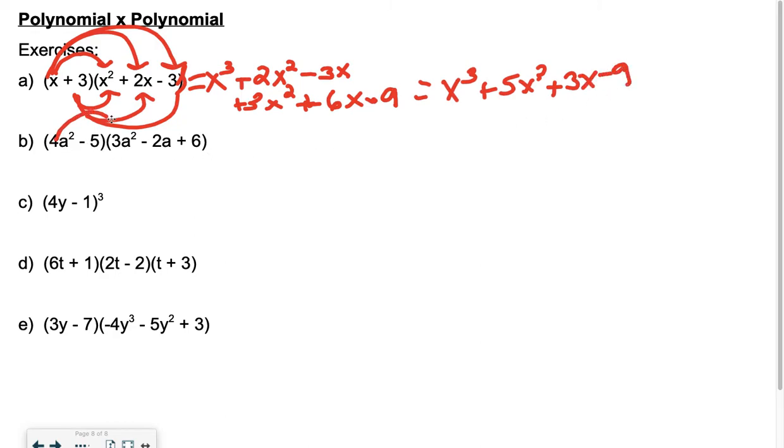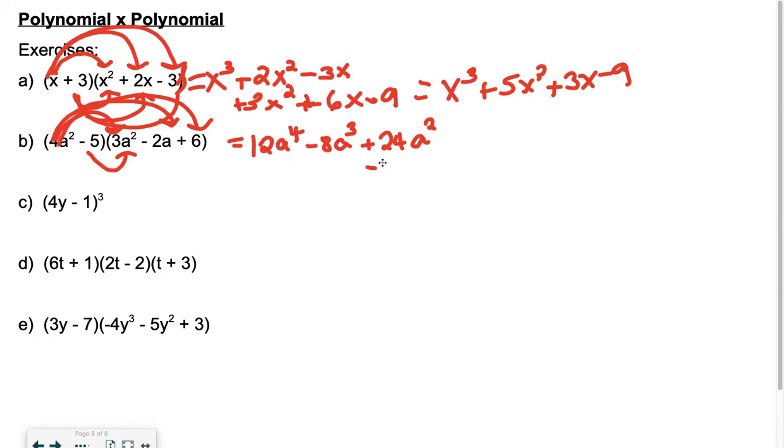Next one, 4a squared times 3a squared would be 12a to the 4. 4a squared times negative 2a is negative 8a cubed. 4a squared times 6 is going to be 24a squared. So I notice that I've given it out 3 times on the top, same on the bottom. Now this is an a squared here, so I'm going to line it up. Minus 15a squared plus 10a, so there's no a term on top, minus 30.